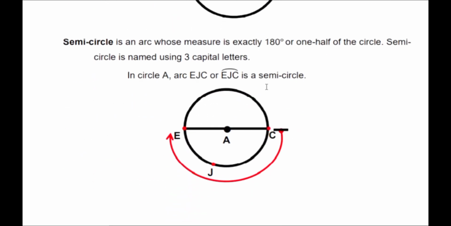Then we have the semicircle. It is an arc whose measure is exactly 180 degrees, or one half of the circle. So one whole circle measures 360 degrees. The semicircle measures 180 degrees. It is named using three capital letters. So in this circle, we have the arc EJC. So we have the diameter EC and the arc EJC. And this measures exactly 180 degrees.